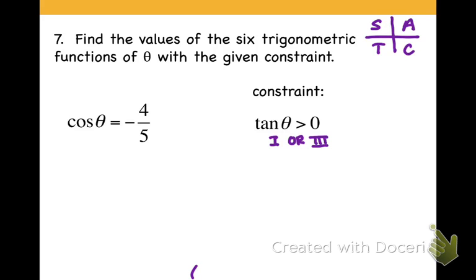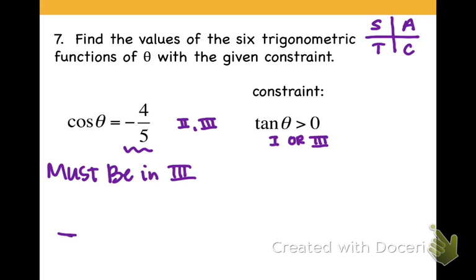If cosine is negative, that means I'm either going to be in the second or the third quadrant, because in the first and in the fourth, cosine's positive. So cosine is negative in the second or the third. So if cosine is negative in 2 and 3, and tangent is positive in 1 and 3, that means I have to be in the third quadrant. So I don't know what my angle is, but I know I'm in the third quadrant.